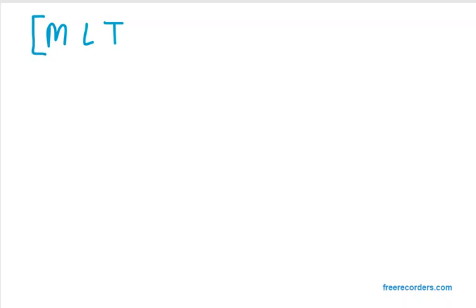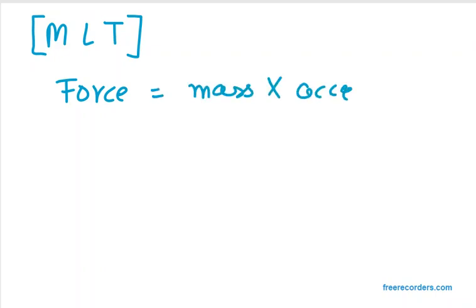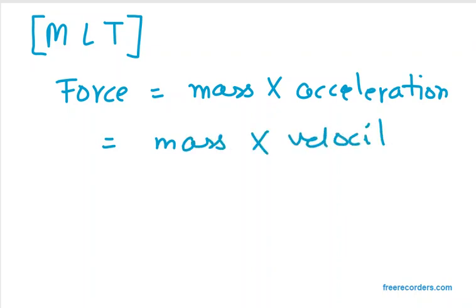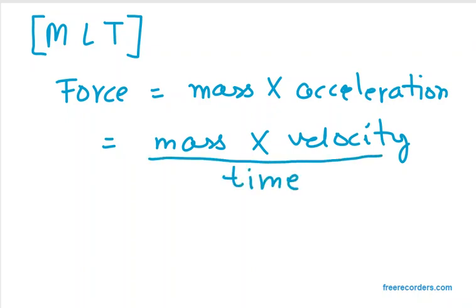I will take a very simple example, that is of force. Now we all know that force can be written as mass into acceleration. Now you all know that acceleration can be written as change in velocity over time taken. So I will replace acceleration with velocity over time. Mass is only a symbol here, so I will write mass as it is here.